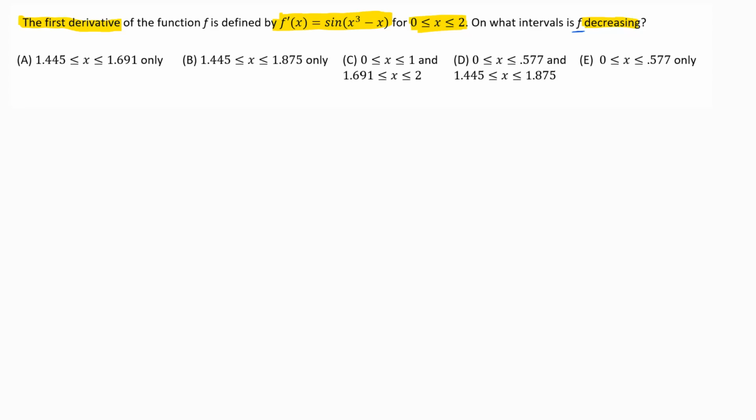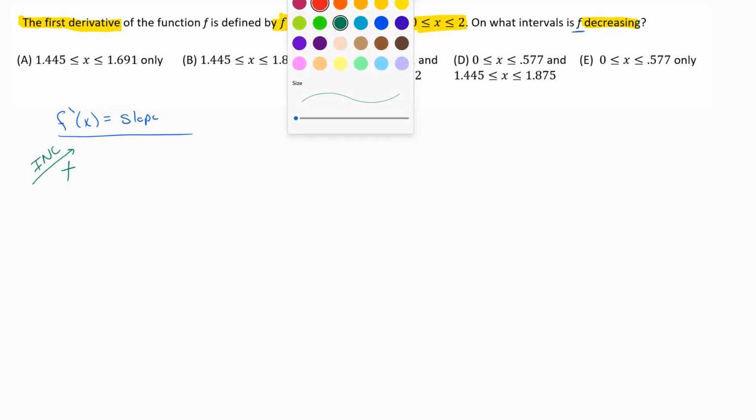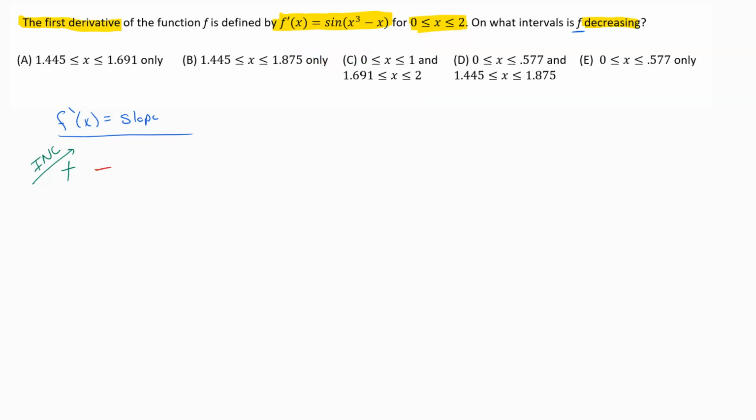Whenever you're reading the derivative equation, the derivative is always telling you the slope of the graph. So what we know is wherever our derivative is positive, that's where our graph would be headed up and increasing. Whenever our derivative has a negative value, that's where our graph has a negative slope and is therefore decreasing. Wherever our derivative equals 0, that's where it has a horizontal tangent line.